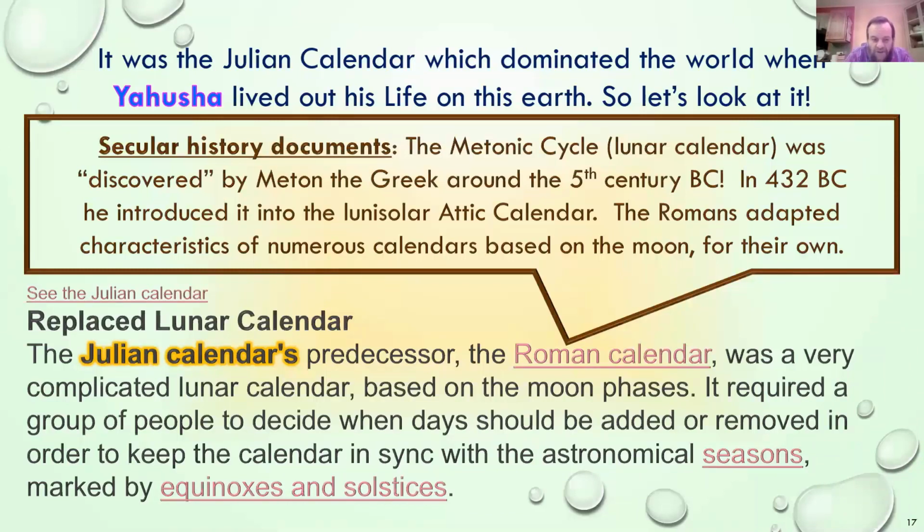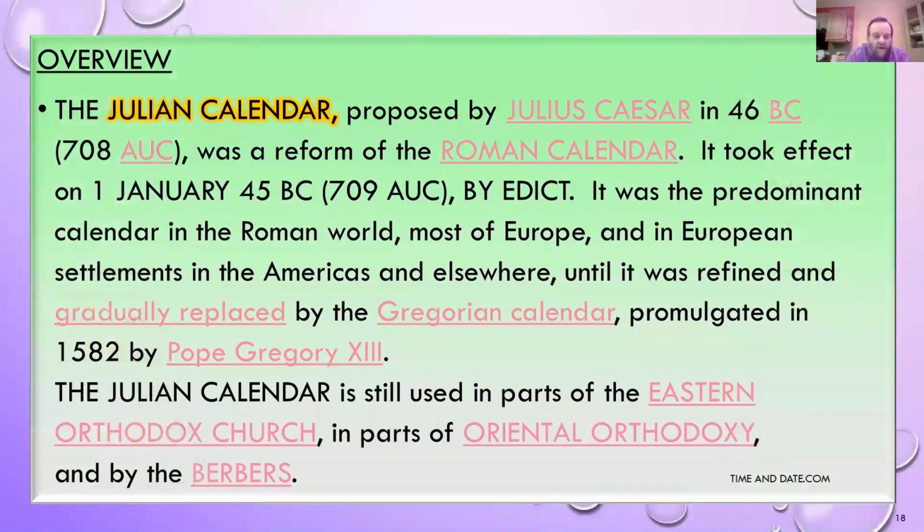Or has man usurped? The Julian calendar, proposed by Julius Caesar in 46 BC, was a reform of the Roman calendar. It took effect on January 1, 45 BC by edict. It was the predominant calendar in the Roman world, most of Europe, and in European settlements in the Americas and elsewhere, until it was refined and gradually replaced by the Gregorian calendar, promulgated in 1582 by Pope Gregory. The Julian calendar is still used in parts of the Eastern Orthodox Church, in parts of the Oriental Orthodoxy, and by the Berbers.